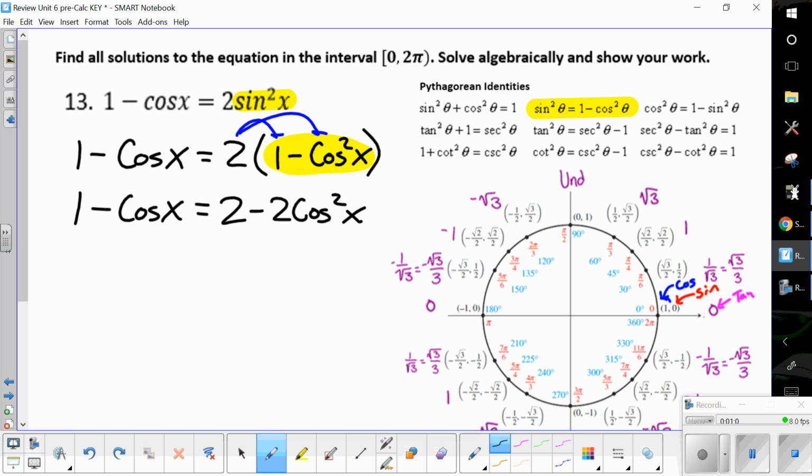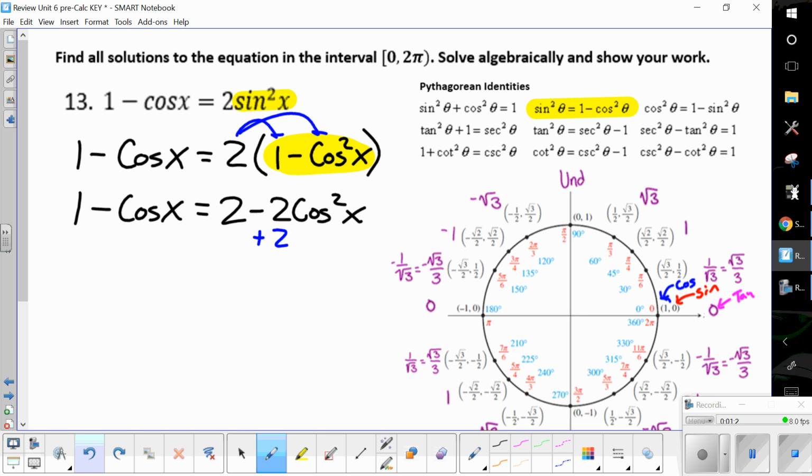Now, at this point, I have to decide which way I want to move everything. I am going to move everything to the left side of the equation. The reason being is I don't like this negative here that's with my square. That kind of creates a little bit of havoc when I'm trying to factor. So an easy way to get rid of this is I'm going to move everything to the left.